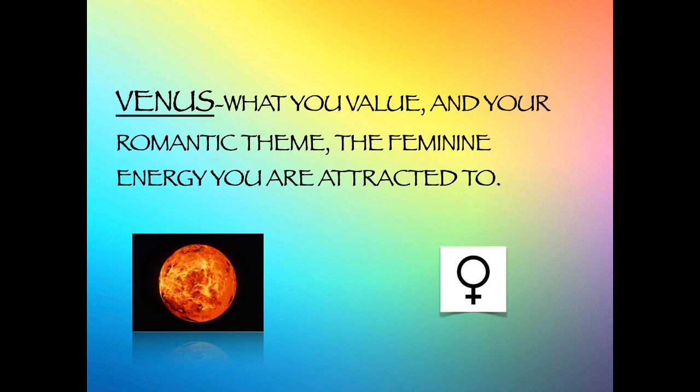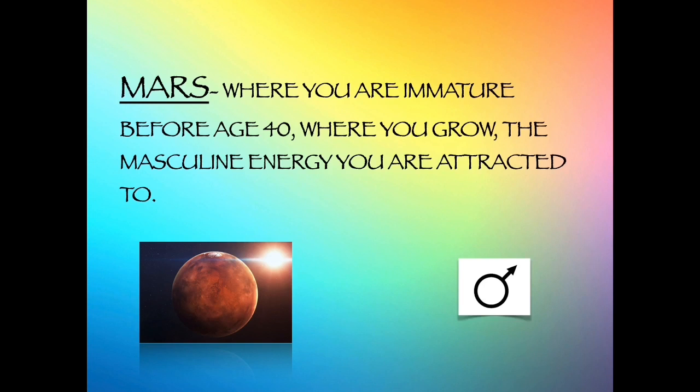And if Venus is the yin, then Mars is the yang. This is also where we grow. So the gate that Mars is in is a gate that we grow as we get older. And usually after we have our Uranus opposition, we sort of mature more on that gate. So when we're talking about that, we're talking about the expression of the gate maybe on the lower side or the shadow side, and then it becomes more on the high side as we age. It's also the masculine energy that we are attracted to as well.